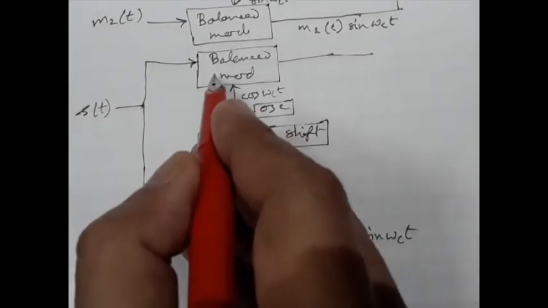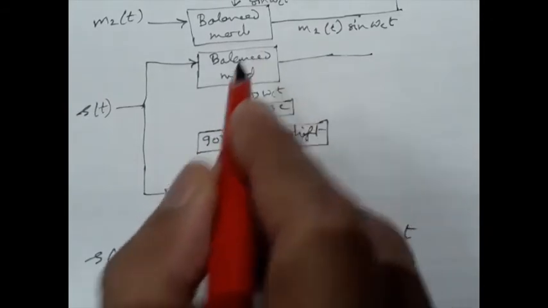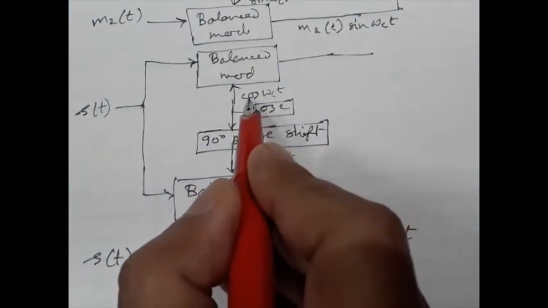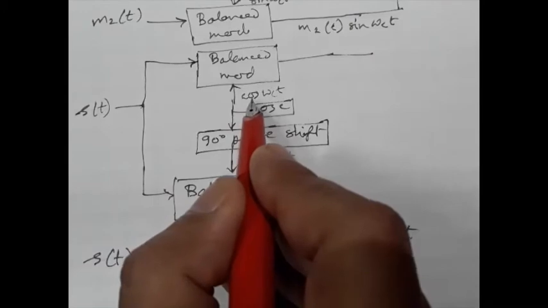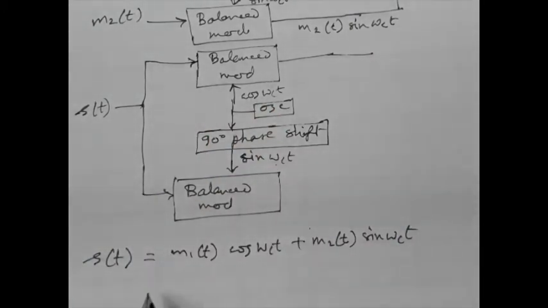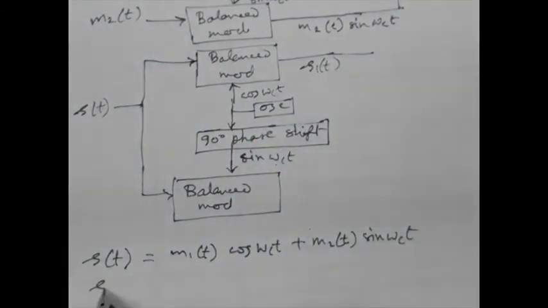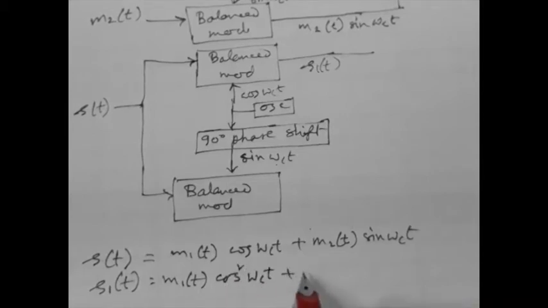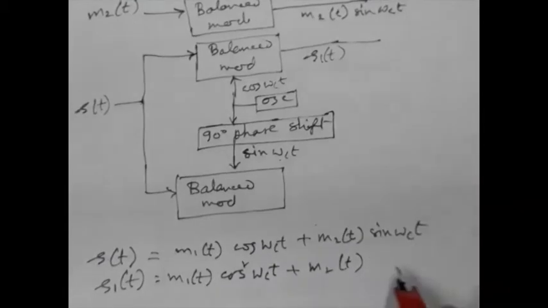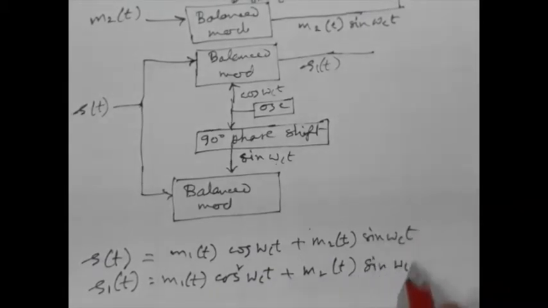So at the receiver, the balance modulator is multiplying this cos omega ct with this S(t). So this output, S1(t), will be multiplied by cos omega ct. So m1(t) into cos square omega ct plus m2(t) sin omega ct into cos omega ct.